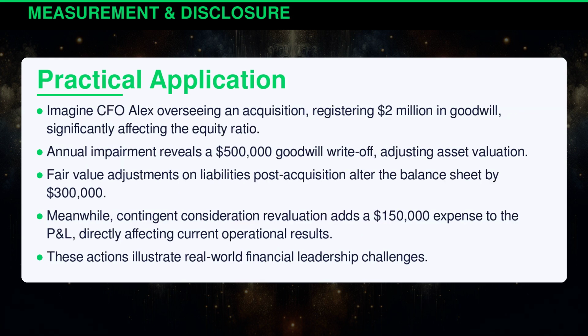Imagine CFO Alex overseeing an acquisition, registering $2 million in goodwill, significantly affecting the equity ratio. Annual impairment reveals a $500,000 goodwill write-off, adjusting asset valuation. Fair value adjustments on liabilities post-acquisition alter the balance sheet by $300,000. Meanwhile, contingent consideration revaluation adds a $150,000 expense to the profit and loss, directly affecting current operational results. These actions illustrate real-world financial leadership challenges.